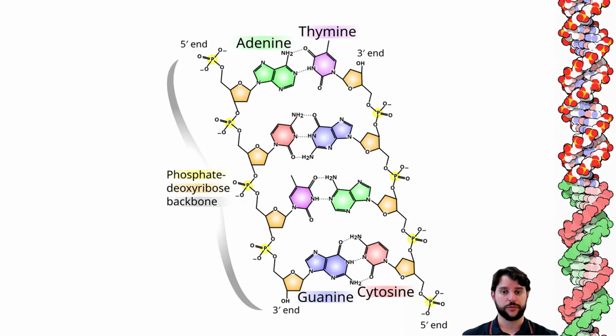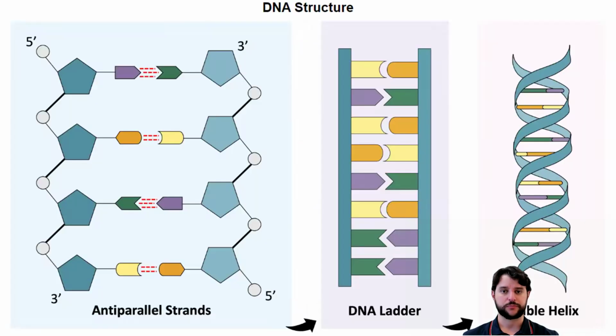So again, the sugar phosphate backbone and the nucleotides inside. What matters for genetics? What is the genetic code? The sequence of pairing, the sequence of bases inside.